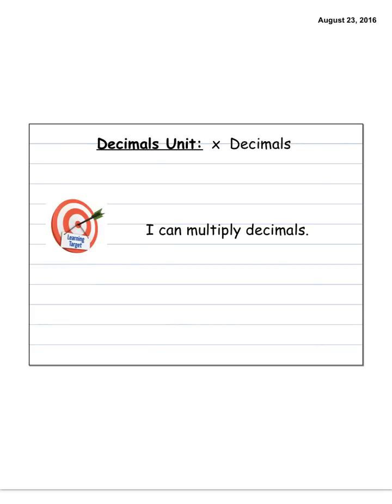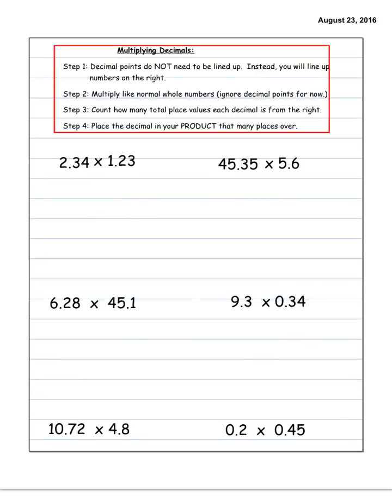Hello boys and girls, today we are looking at multiplying decimals, and our learning target today says I can multiply decimals. If you take a look at this red box, these are our steps for multiplying decimals, and I would like you to write these steps down in your notes.